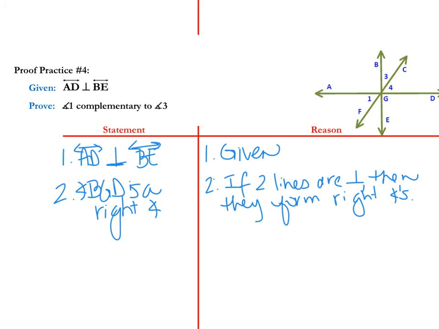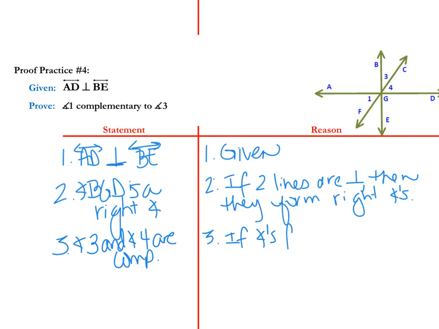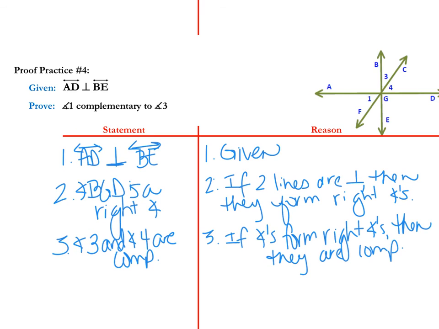Okay, and now since angle BGD is made up of angle 3 and 4, we're going to go ahead and just start using that now. So angle 3 and angle 4 are complementary. Why are they complementary? Well, if angles form right angles, then they are complementary. Why can we say that? Well, remember that complementary adds up to 90 degrees. So if it's a right angle, then they're complementary.